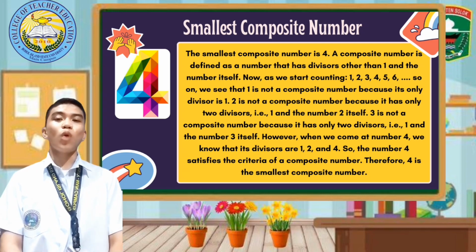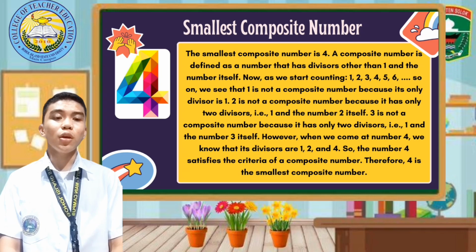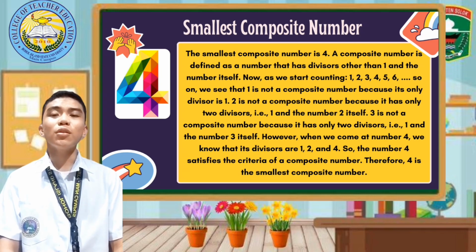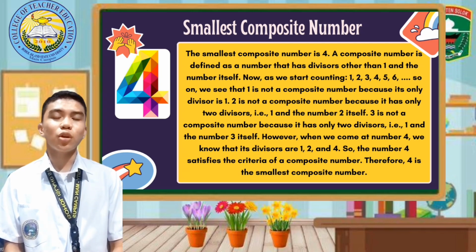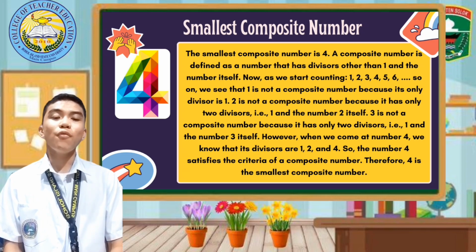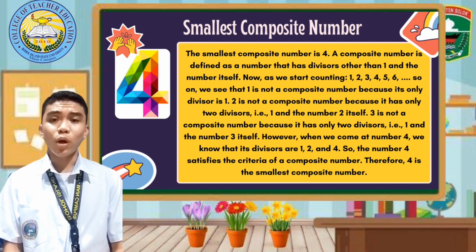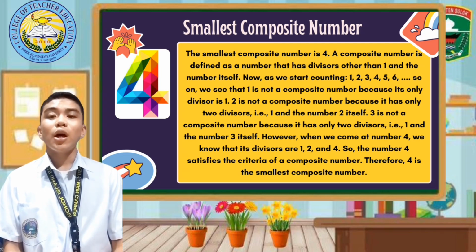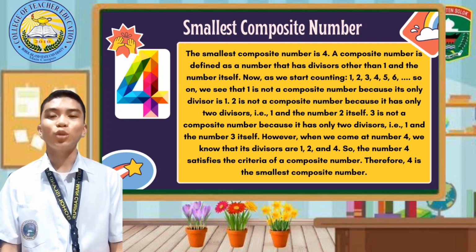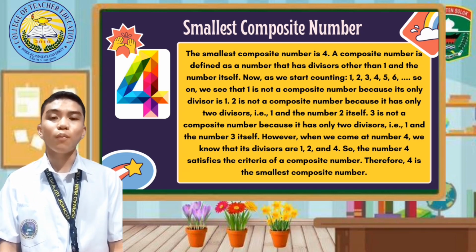Now, as we start counting 1, 2, 3, 4, 5, and 6, and so on, we see that 1 is not a composite number because its only divisor is 1. 2 is not a composite number because it has only 2 divisors, which are the number 1 and the number 2 itself. 3 is not a composite number because it has only 2 divisors, which are 1 and the number 3 itself. However, when we come to number 4, we know that the divisors are 1, 2, and 4. So the number 4 satisfies the criteria of a composite number, where a composite number must have more than 2 factors. Therefore, 4 is the smallest composite number.